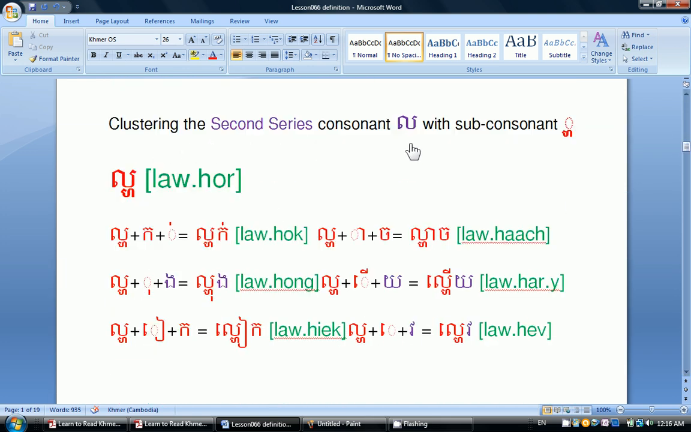Clustering the second series consonant law with subconsonant ha. Subconsonant ha is a first series subconsonant, so its cluster also follows the first series consonants.